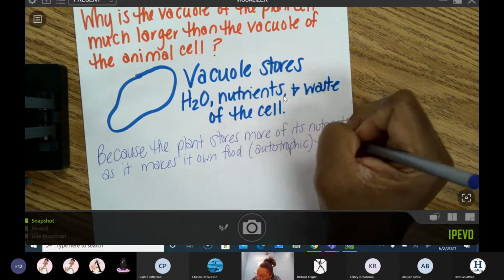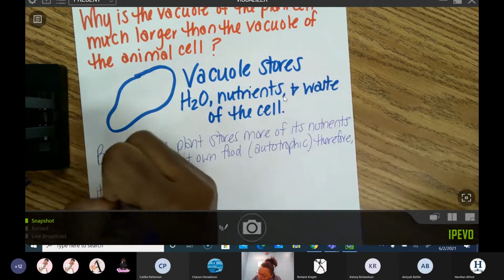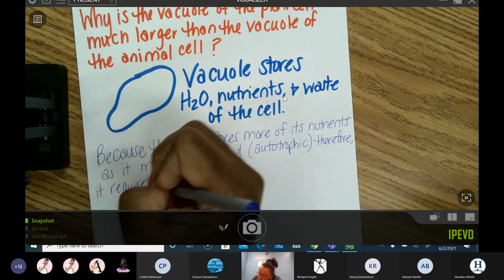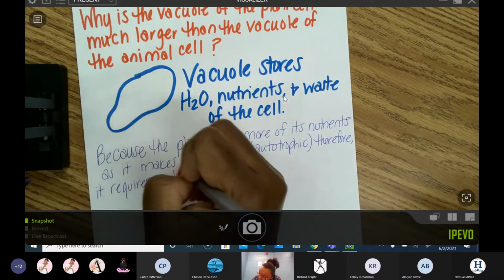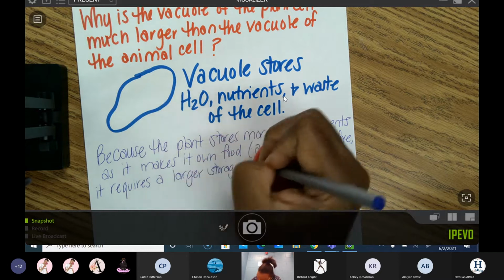Therefore, it requires a larger storage space or vacuole.